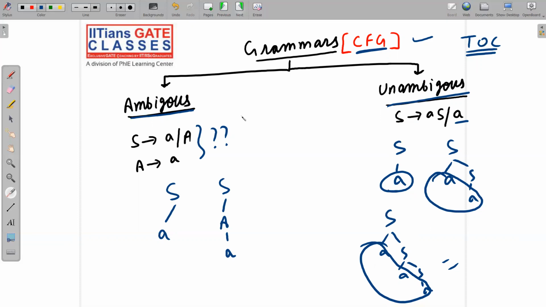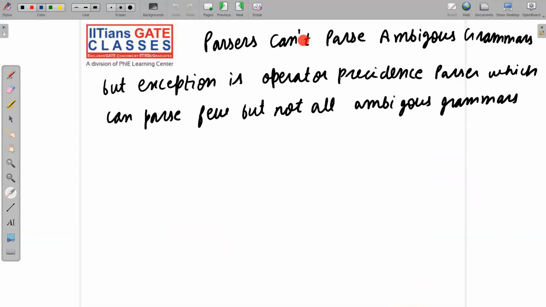Okay. Now let's move to the next slide. See, parser cannot parse ambiguous grammars. Okay, this is very important point. Please make some stars on it. This is very important point, and this has been asked many times in GATE as well as UGC-NET and other competitive exams. Parser cannot parse ambiguous grammars.